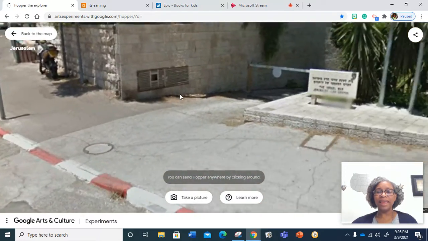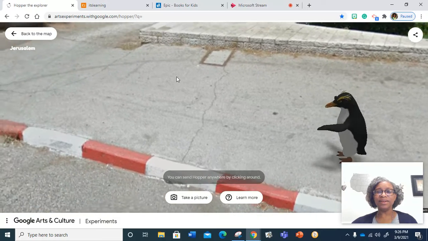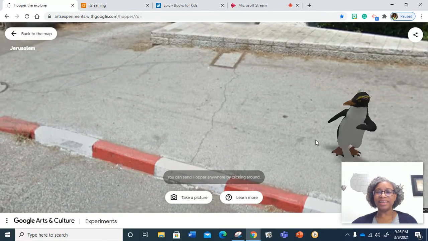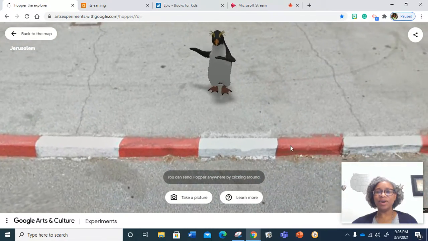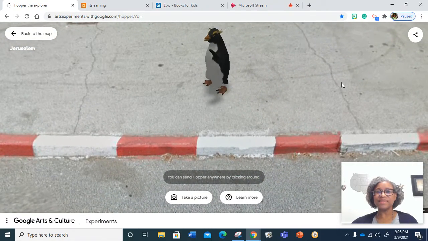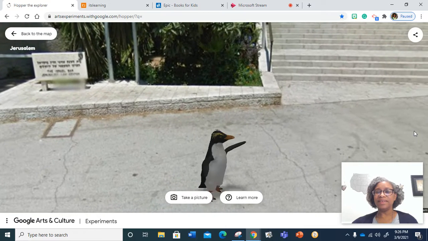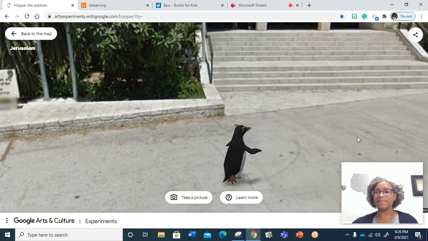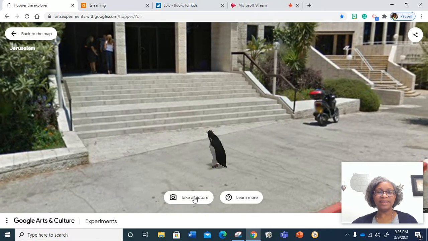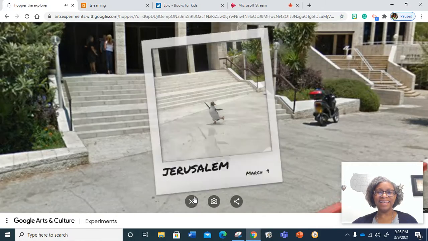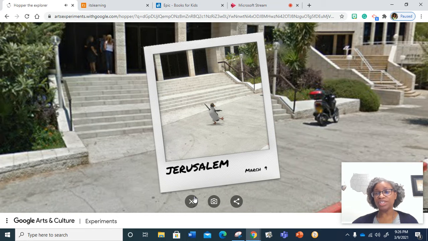Wowza. Hey, he's here. Let's let Hopper take a little stroll. Come on, Hopper. Let's take a little walk. So here we go. Yeah, he's on his way. Wow, Hopper. Let's take a picture. So much fun. So, when you begin your research project, you are going to start with choosing a country.